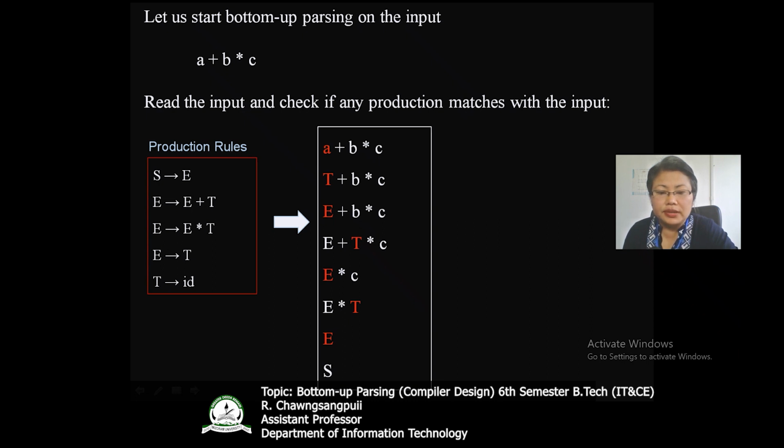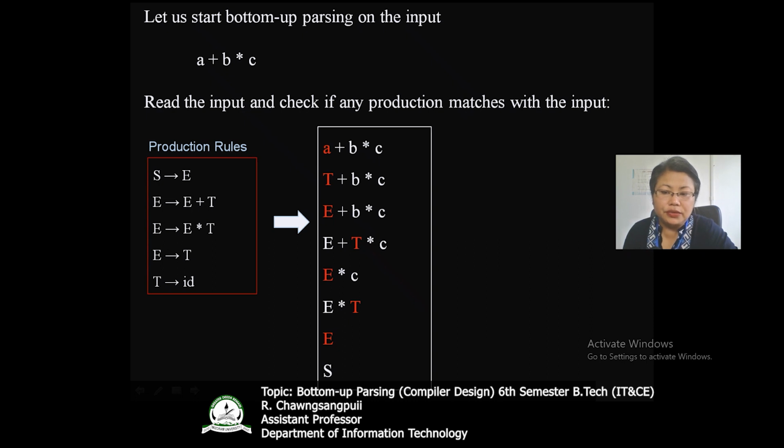Now this is C into C. Now in the place of C being ID, C being ID, it can be replaced with the left side of the production rule, the last production rule, which is T can have the form ID. So you're taking here T, so this becomes E into T.